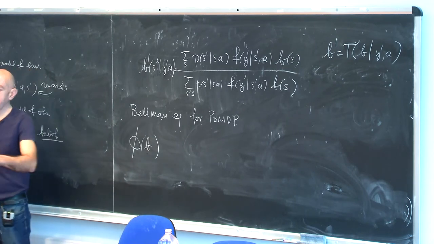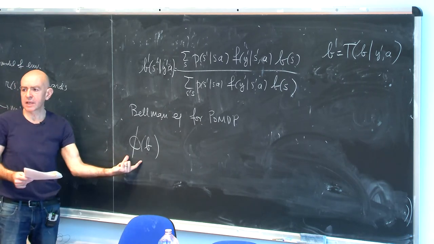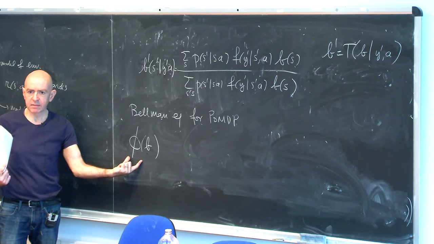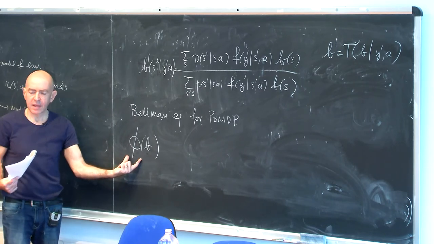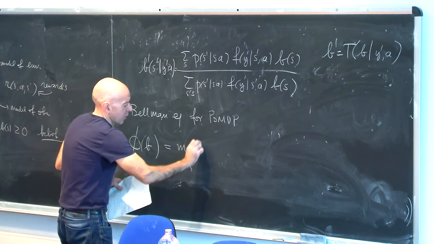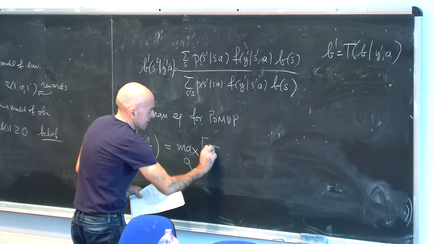So I have a belief. I have a probability distribution in my mind of how the world is. And depending on that probability distribution, I have to make decisions. And if I am in that particular state of mind with my belief, there will be a value attached to it, which is the best I can get out of my process given that belief. And this object obeys a Bellman equation, which is very similar to the one we derived for the MDP and takes the following form.